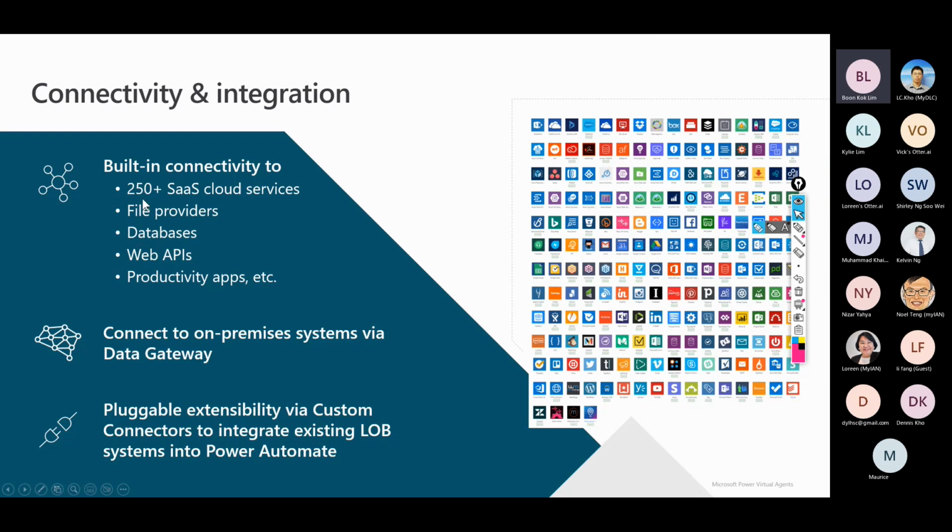We have more than 250 SaaS, file provider, database, web API connectors, and so on. You can also connect to connectors that are on-prem. You can also use a custom connector. Let's say it's not available in the built-in ones, or it's a premium one, then you can use a custom connector, which is a custom API.